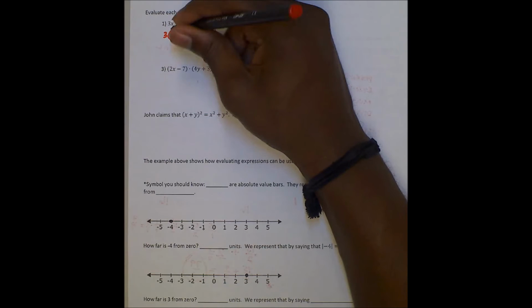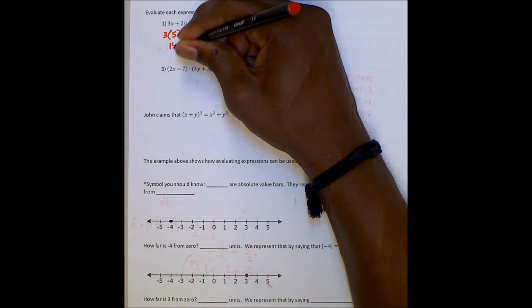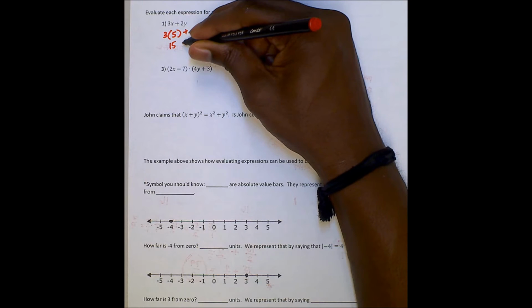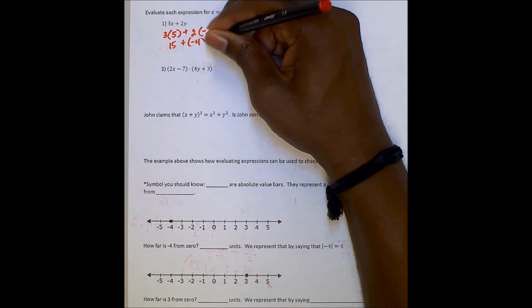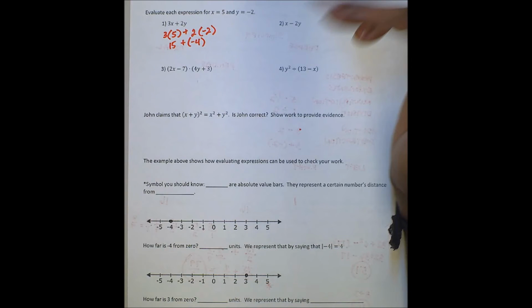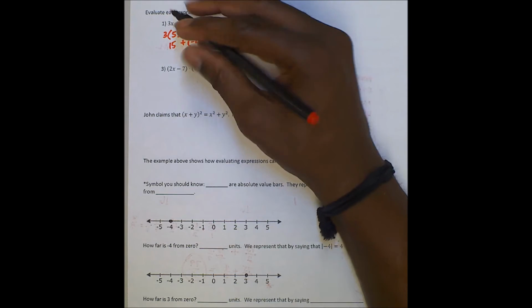We will multiply first. 3 times 5 is 15. 2 times negative 2 is negative 4. Plus negative 4. So when we have to add a negative, that means we're subtracting. So 15 minus 4 will give us 11.